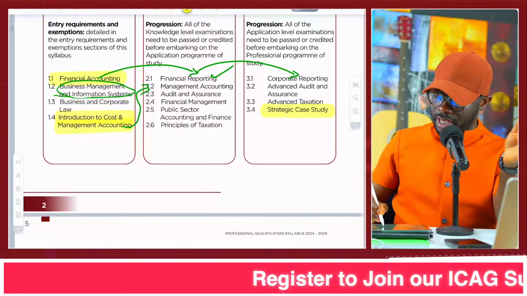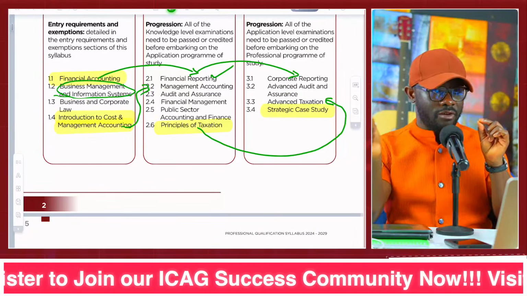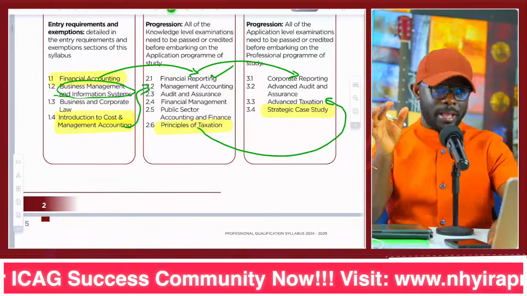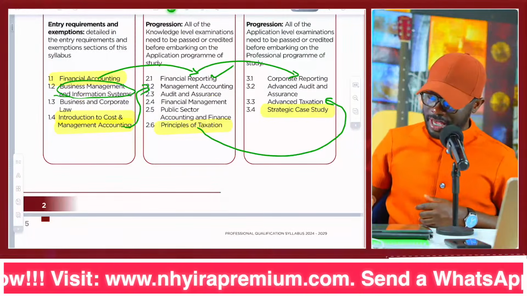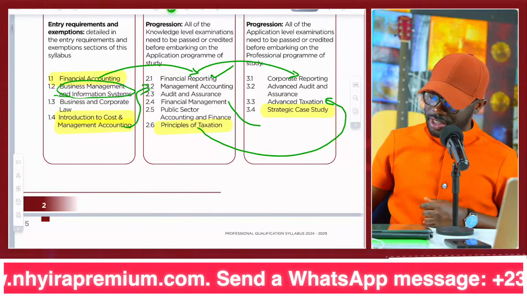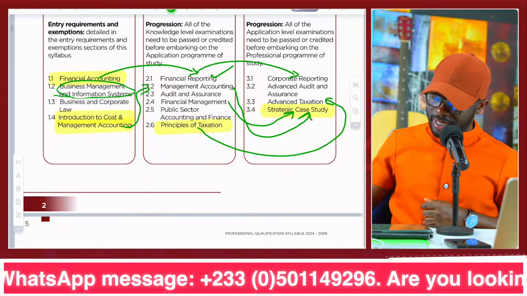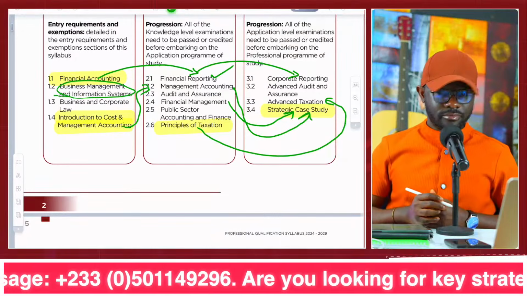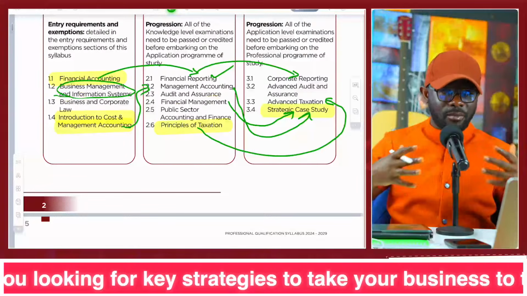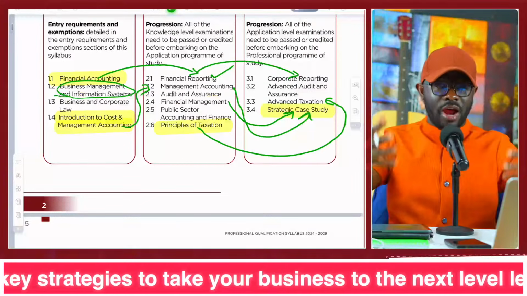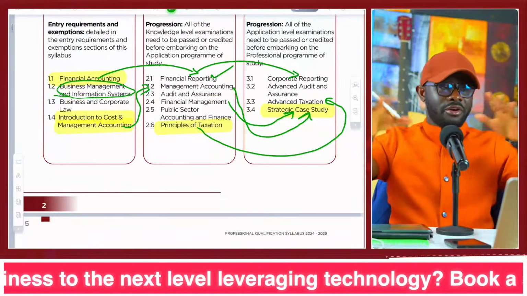Now, principles of taxation is crucial because that is going to help you to deal with advanced taxation in level 3. Very important there. Not only that, it is important we understand that the ideas in financial management are also valid in strategic case study. Management accounting is valid in strategic case study. So the strategic case study paper in level 3, which is the last paper you are expected to write before you walk out, is a combination of various other subjects.